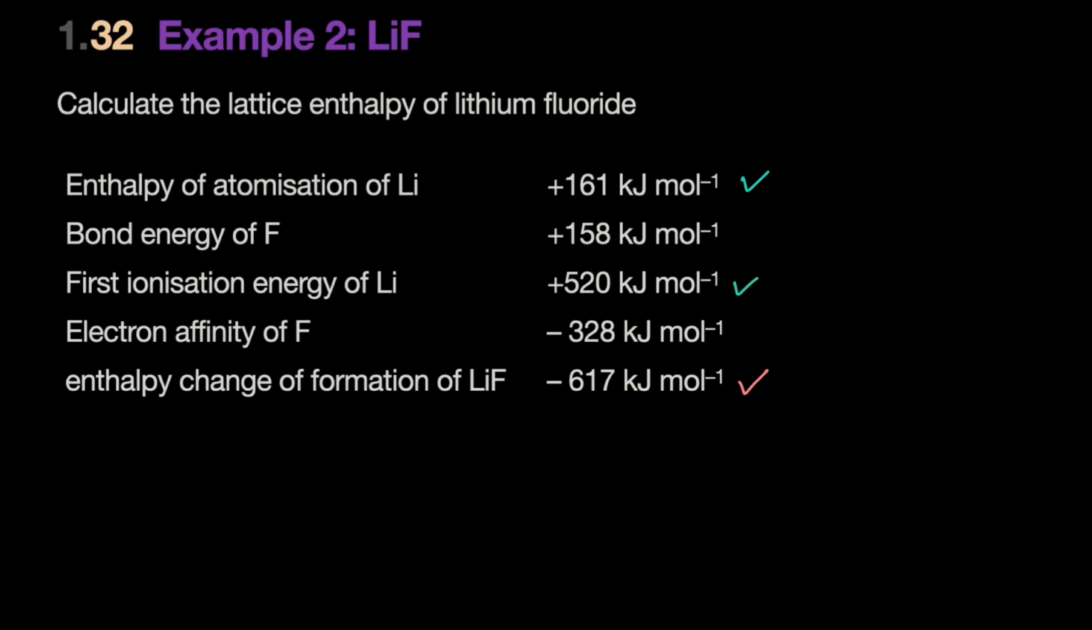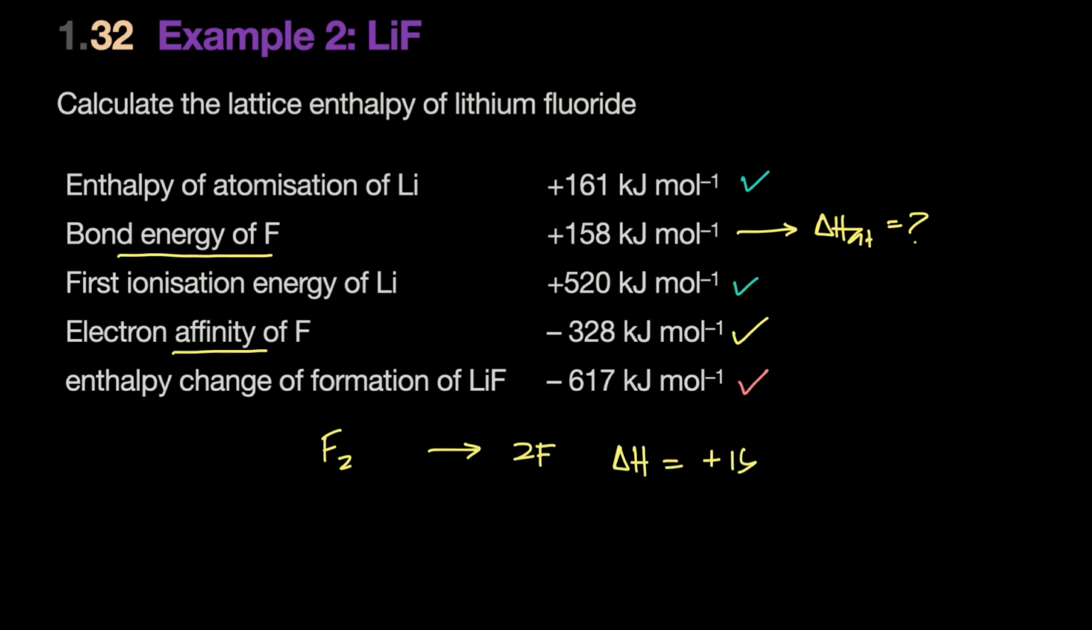Then we go to the non-metal, because we need the non-metal also. Have they given the atomization of the non-metal? Not directly. They have given us the bond energy. So we're going to use this to find the atomization. But they have also given us the electron affinity. That's all right. So we have almost all the data. What we don't have is atomization directly. And what we need to realize is that bond energy for fluorine represents F2 becoming 2F. And that is delta H of 158.